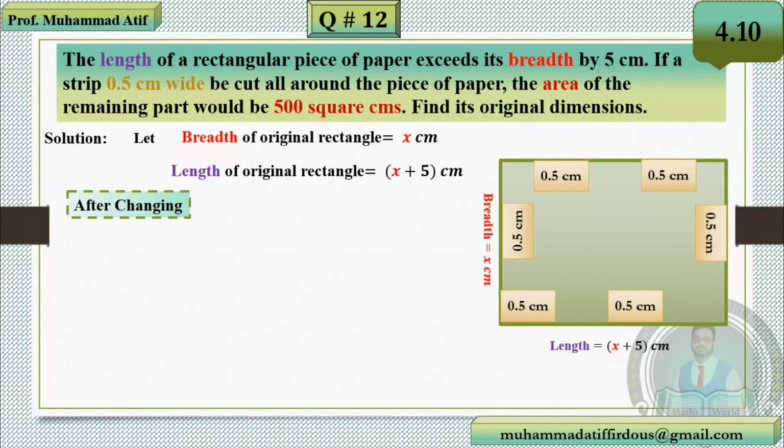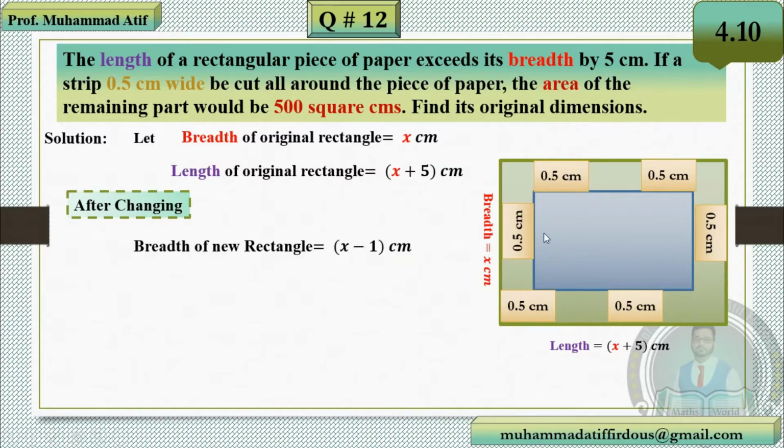Okay, after cutting, what are the new length and new breadth? There is a change, so this is your new rectangle. Then the breadth of the new rectangle will be what? x minus 1. How is it possible? You have total length equal to x. When you cut 0.5 from this side and 0.5 from this side, 0.5 plus 0.5 is equal to 1. So just subtract this 1 from your original breadth, which is x centimeters.